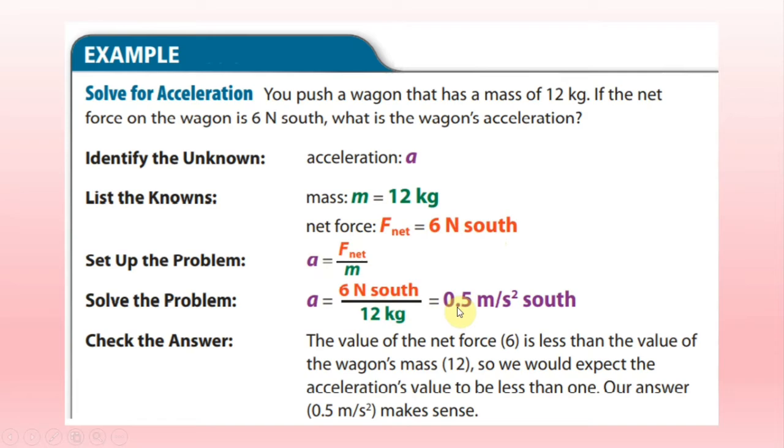My answer will be 0.5 meters per second squared. Let's check the answer. The value of the net force, 6, is less than the value of the wagon's mass, 12. So we would expect the acceleration value to be less than 1. So our answer, 0.5 meters per second squared, makes sense.